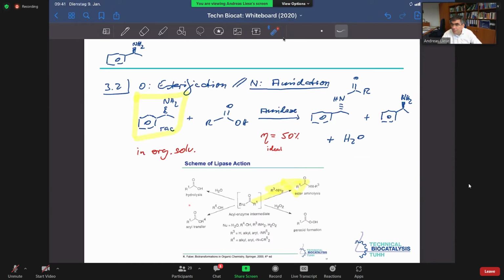And there was a question from Tobias: do we have the same structure of the S enantiomer on the left side? I do not totally understand what you want to know. Sorry, can you rephrase it, or just open up your microphone and ask directly?